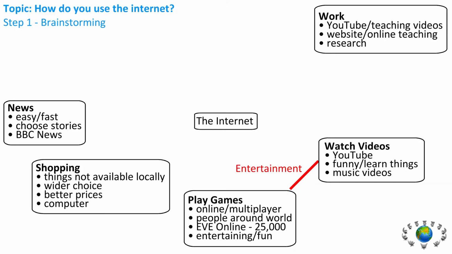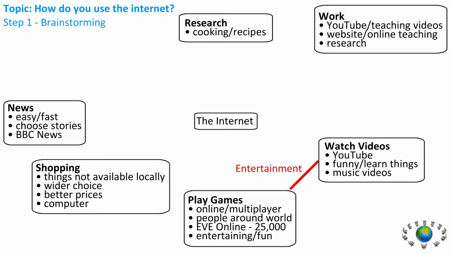I have entertainment. I also like watching music videos. So I'm going to write that down on my paper. I'm thinking now, are there any other things I use the internet for? I use the internet for research. Not only for work, but maybe for cooking. If I'm looking for a recipe, I go online.